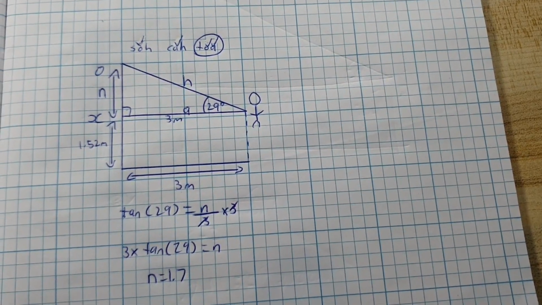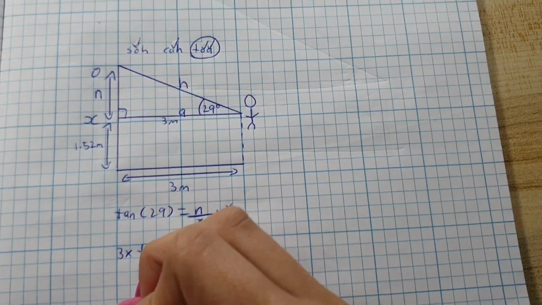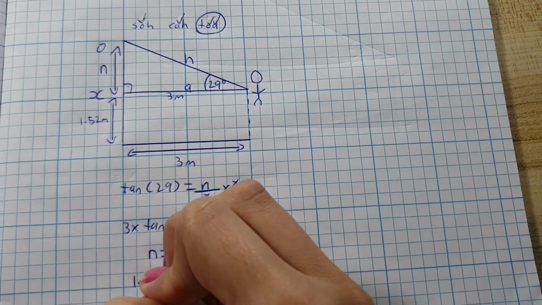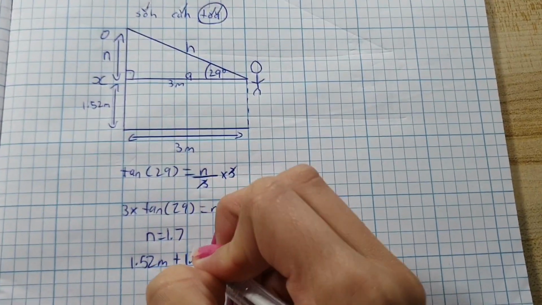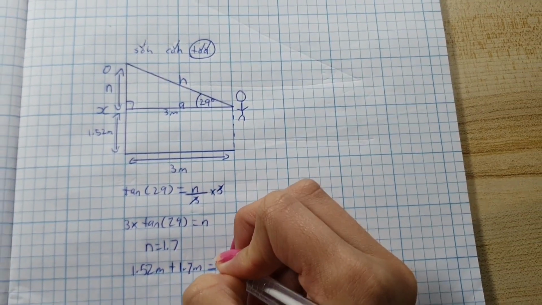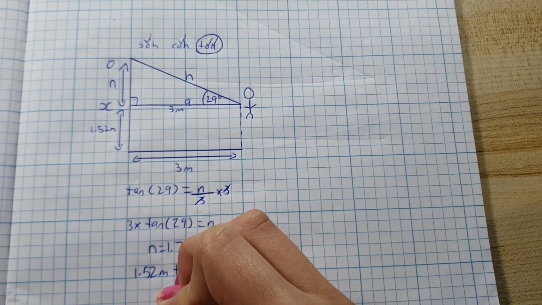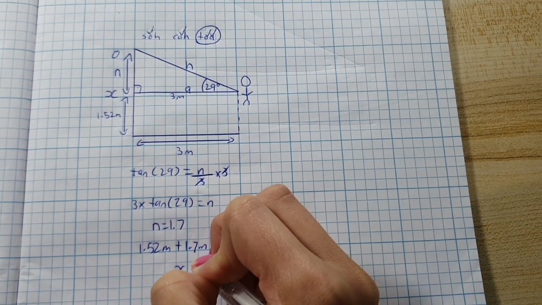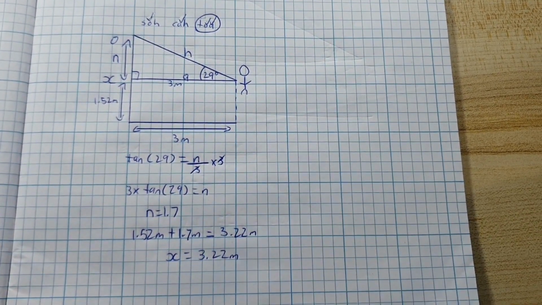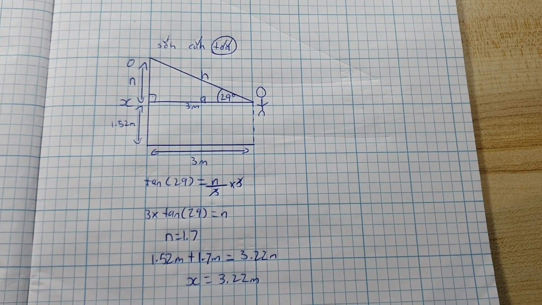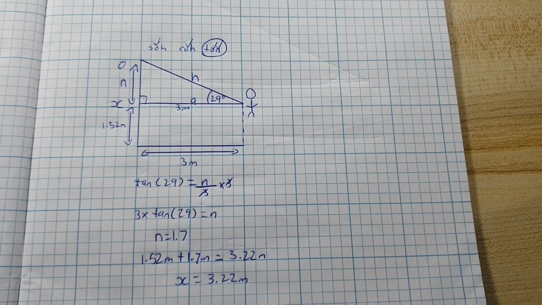Now that we have n, we need to find x. So all we need to do is go 1.52 meters plus 1.7 meters, which is equivalent to 3.22 meters. So x equals 3.22 meters. And that's how we calculate the height of the door from the distance and angle of elevation.